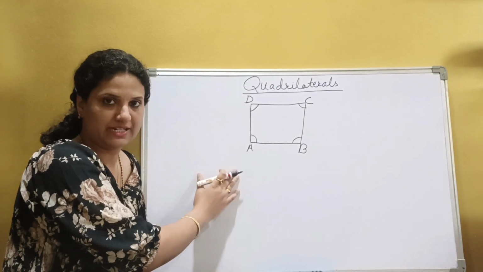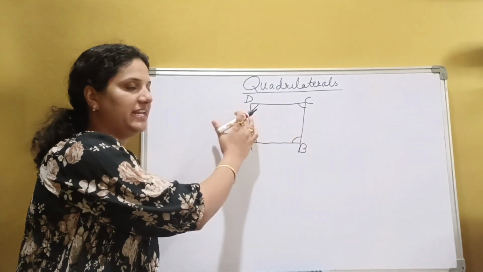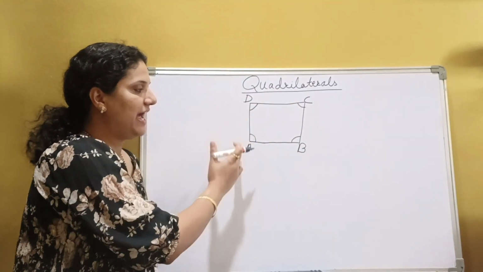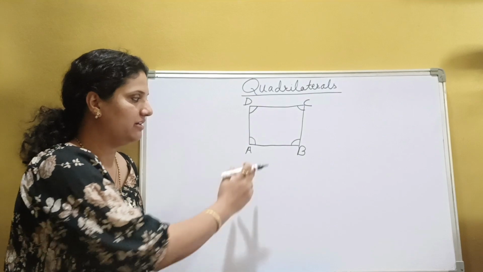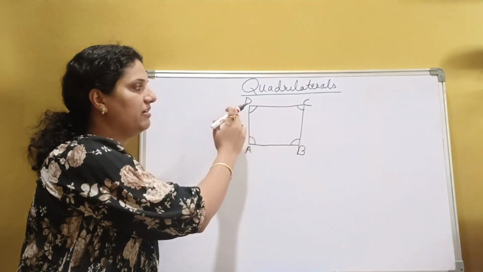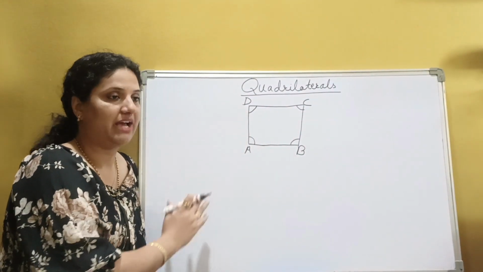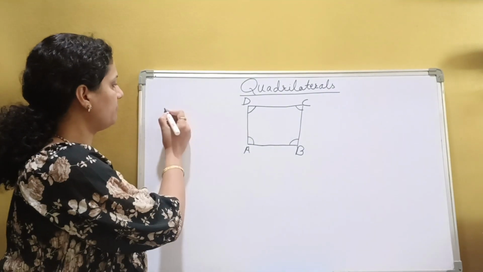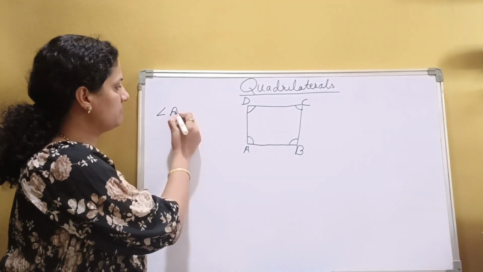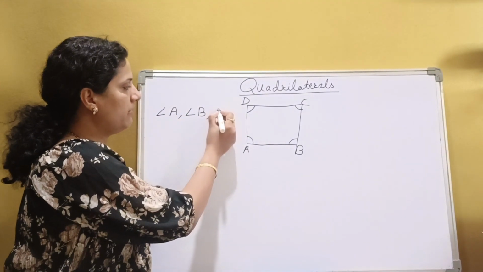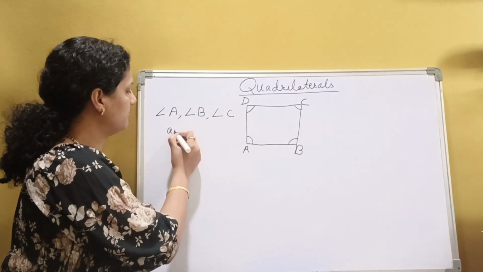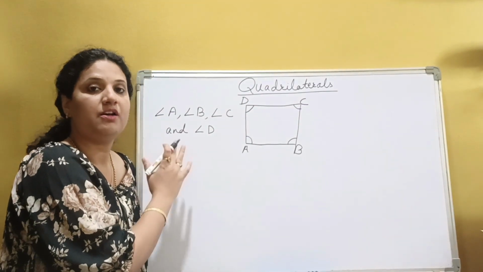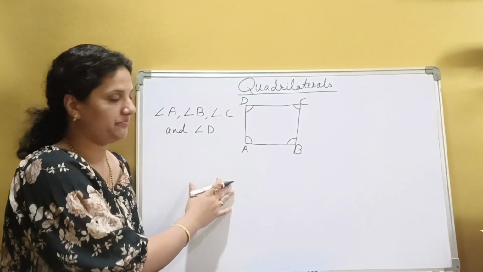Quadrilaterals have four vertices like A, B, C, and D, four sides AB, BC, CD, and AD, and the four angles, angle A, angle B, angle C, and angle D. All those figures which have all these three conditions are called quadrilaterals. Angle A, angle B, angle C, and angle D. These four are the four angles of this quadrilateral.